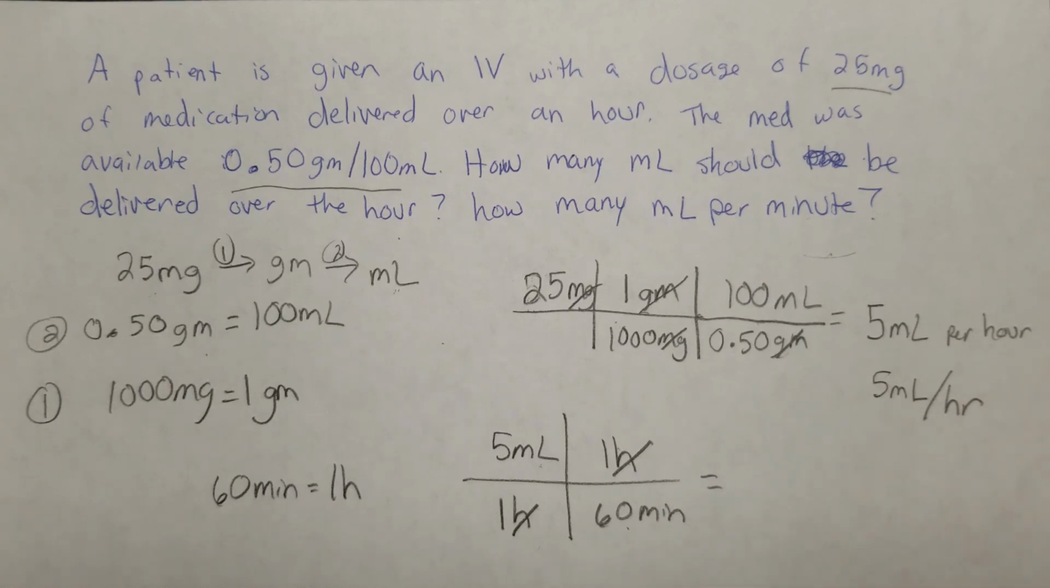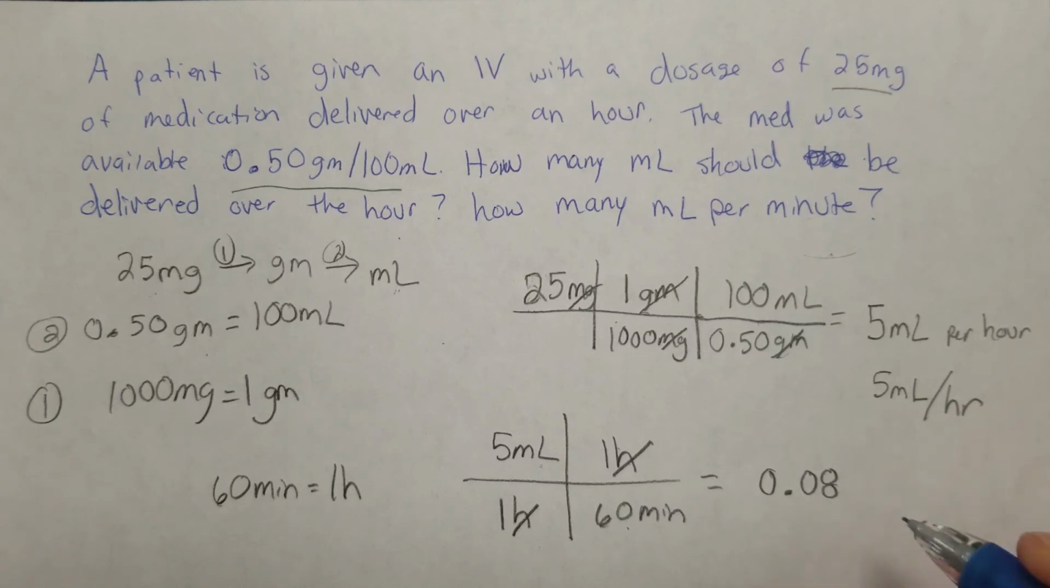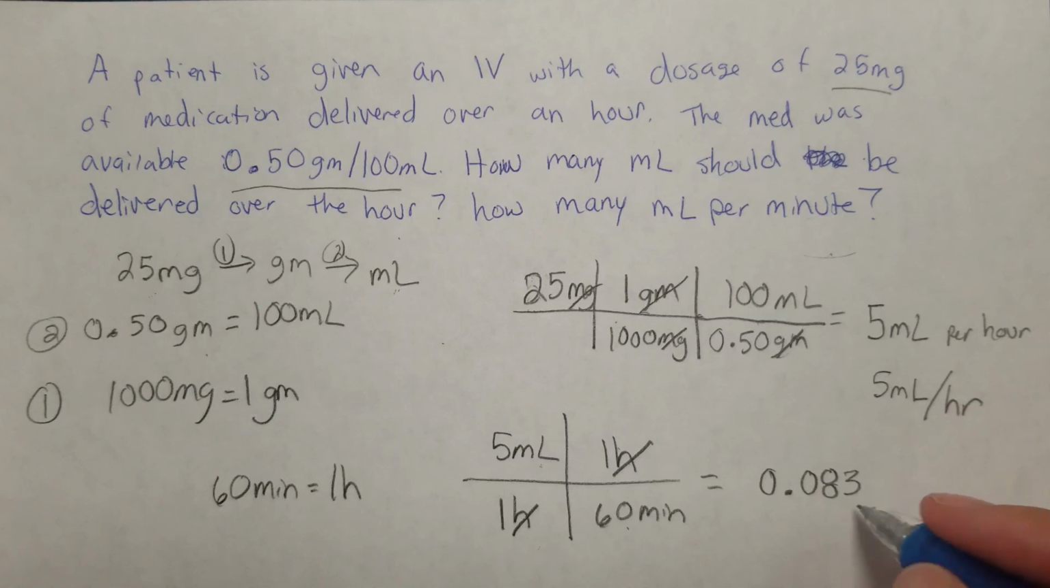So to figure out how many mils per minute, I'm just going to divide 5 by 60, and I get 0.08. Technically it should be 2 sig figs, so we'll do that. And that's how many mils per minute.